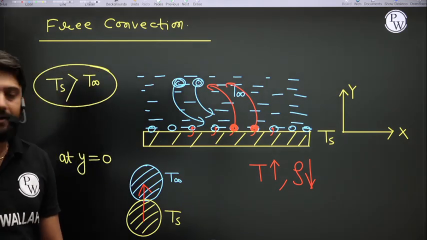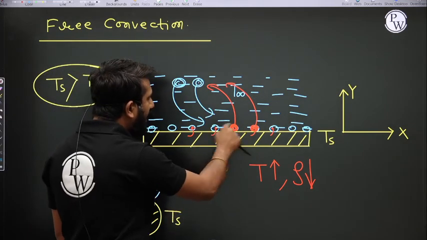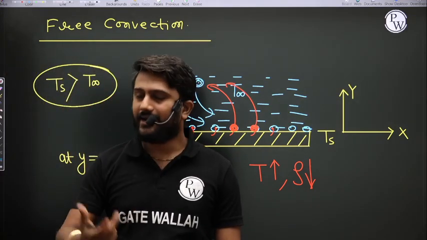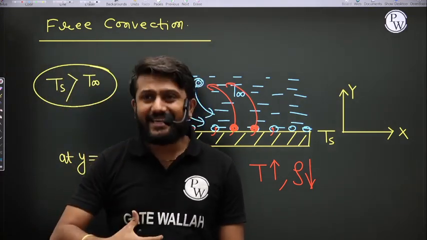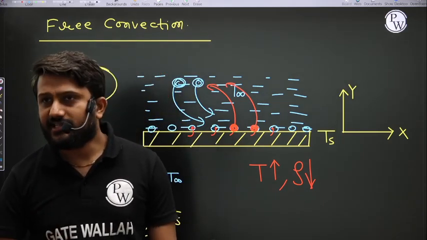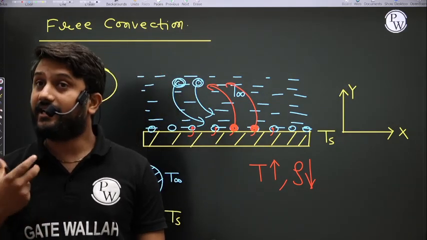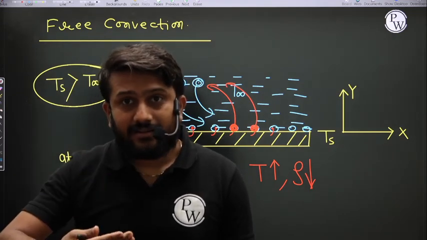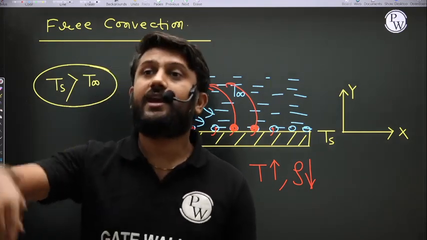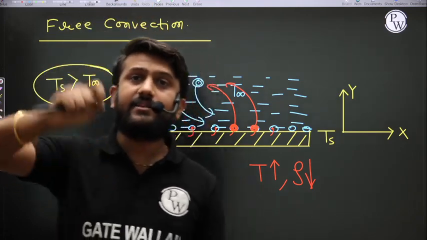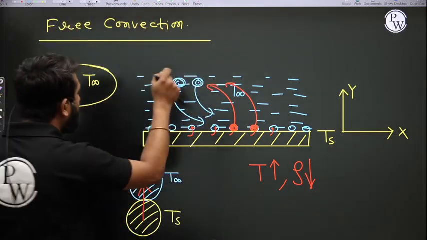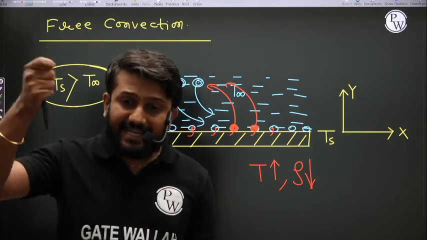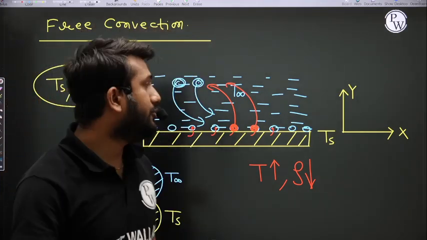Again I am repeating now. These two particles are taking the heat energy from the plate. If they take the heat energy from the plate, temperature increases. If temperature increases, density decreases. If density decreases, the fluid particles become lighter. The fluid particles are moving upward, and the particles which are present away from the plate have lesser temperature as compared to this fluid particle.